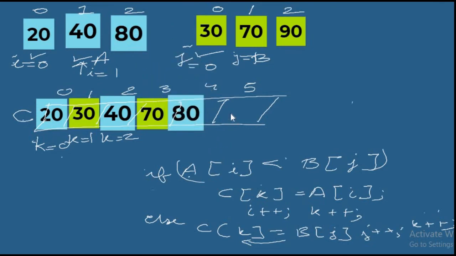Understand? And now again K will be incremented and K will be pointing at location 5, and all the elements of A are traversed, but the remaining element of 90 is there. So if there is any remaining element, then it will be copied without any comparison to C like this. Understand? So in this way the C array contains all the elements of A as well as all the elements of B, but in sorted order. Understand? So this is the basic logic of two-way merge.